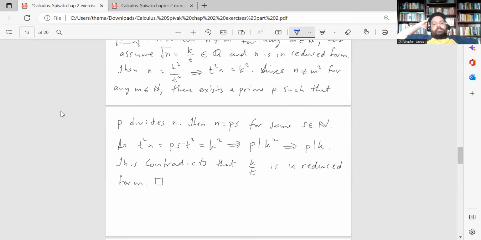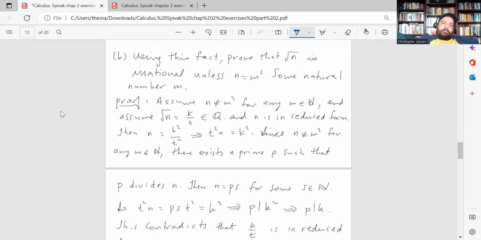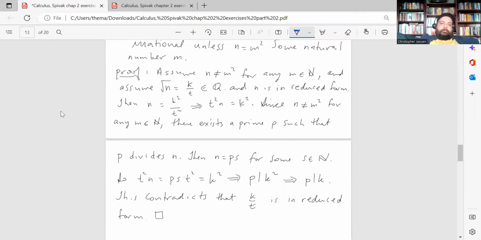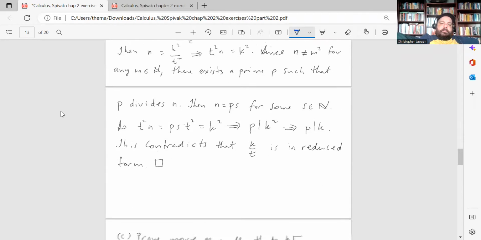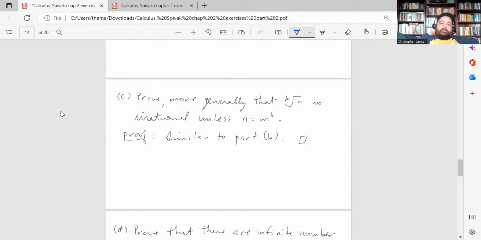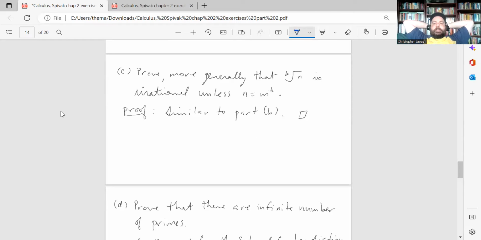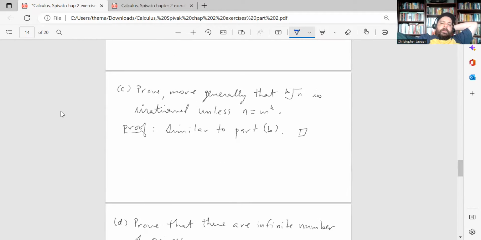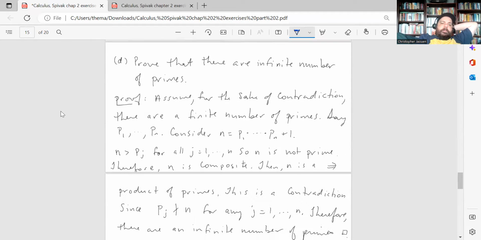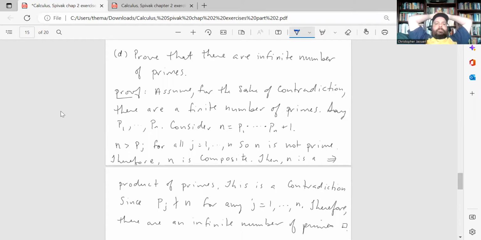All right, and that contradicts the fact that k over t is in reduced form, so that shows that the proposition holds. So the square root of n is irrational unless n is m squared. Okay, and then in part C, they want us to prove more generally that the kth root of n is irrational unless n is a perfect kth power of a natural number. I skipped that part because it's virtually identical to what we just did, just with a higher power. So I skipped that part and went on to part D.